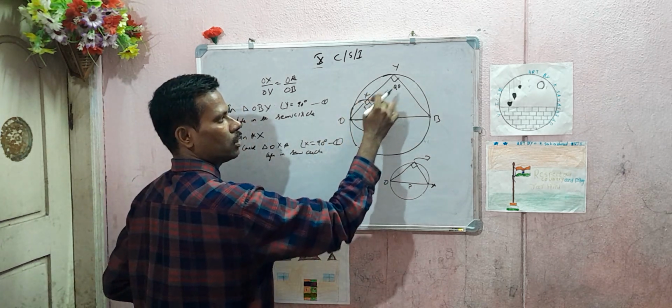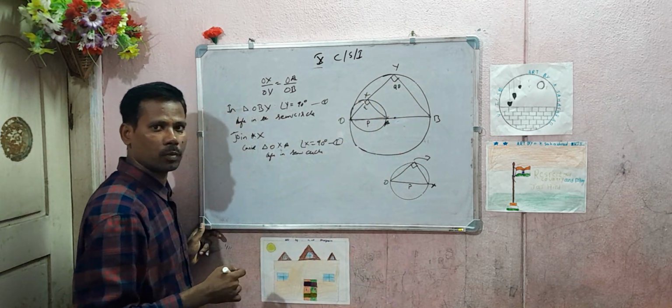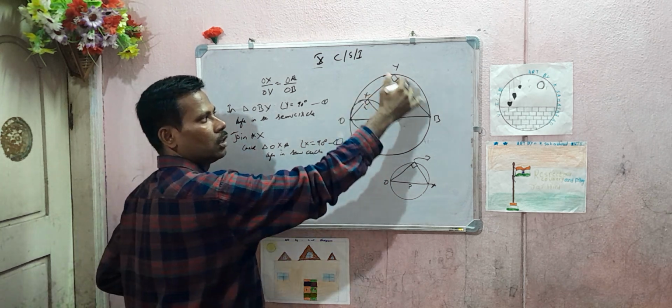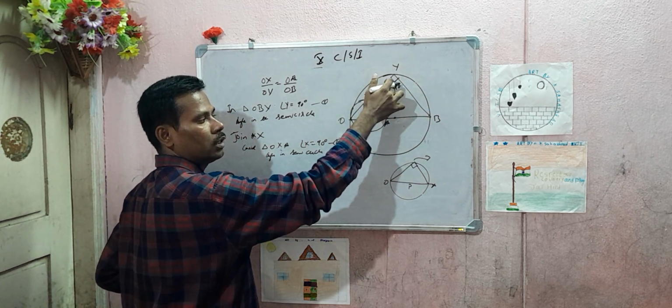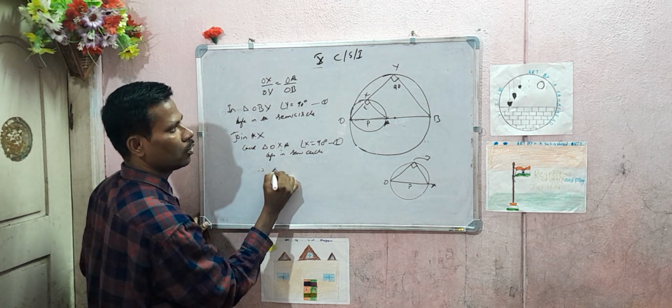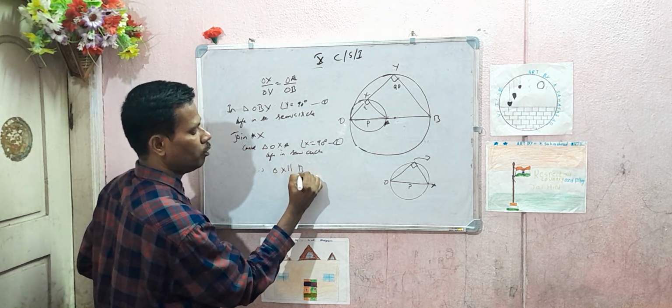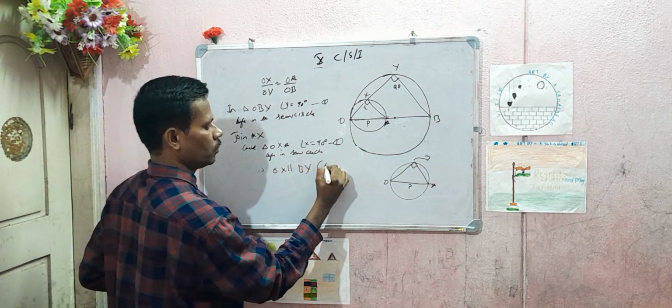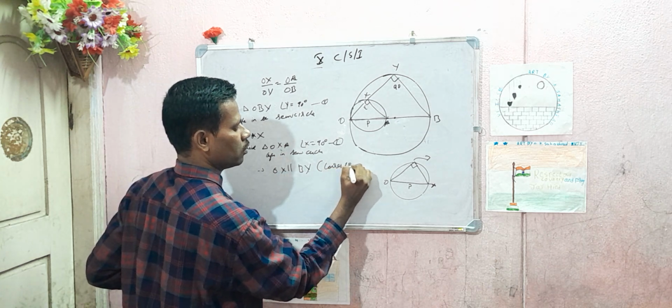So what kind of angles are they? They are corresponding angles. Why? Because one angle is interior, one angle exterior, and they are lying on the same side. Therefore, OX is parallel to BY, corresponding angles.